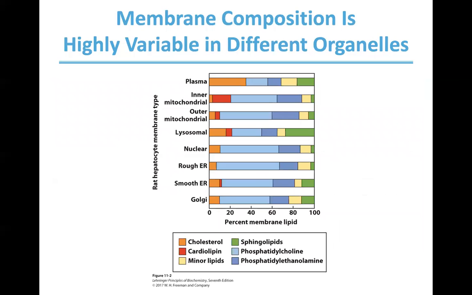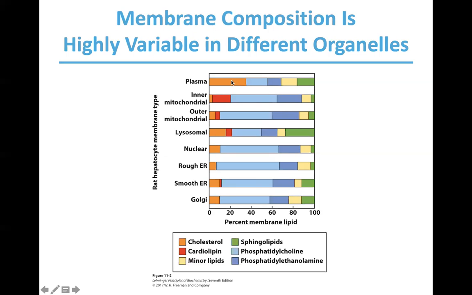So here is membrane composition. Now I'm not so good with colors, but I can see this major color, the blue and dark blue, right? So this is phosphatidylcholine and phosphatidylethanolamine. These are the main components of cell membranes across the species, across the different types of organelles. But as far as the precise composition, that varies.